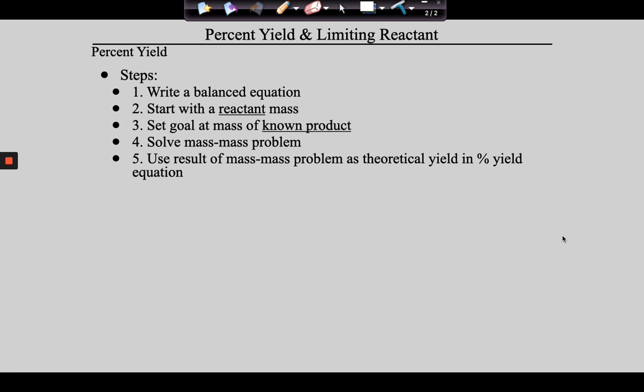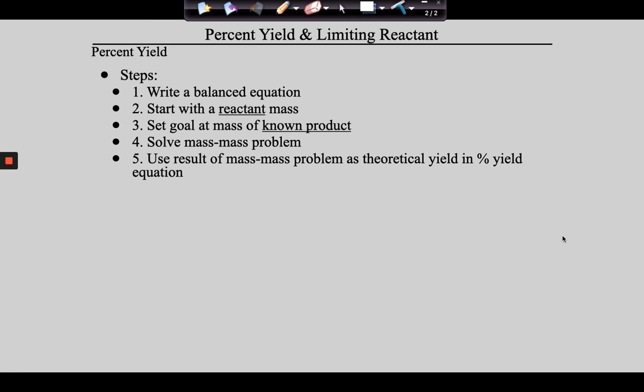And guys, by the way, this is exactly what you're going to be doing in lab on Thursday. You're going to go into lab, gather the mass of your reactant, weigh it out, then do the reaction, collect your product, and then use that and a mass-mass calculation to figure out your percent yield. So as you're practicing, as you're doing homework, really what you're doing is lab prep, because it's exactly what you're doing in lab.